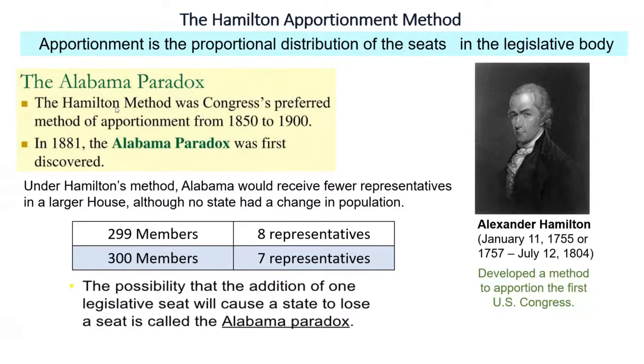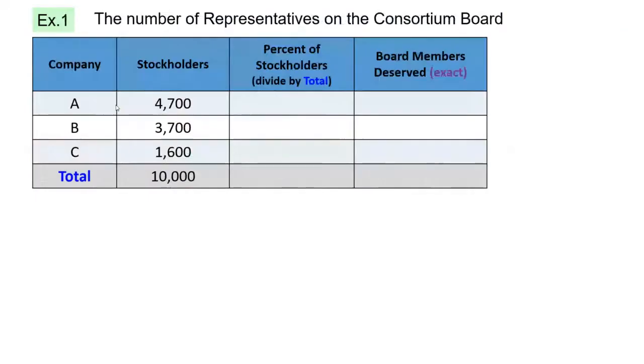So how do we find a method to avoid the Alabama paradox? There are also other paradoxes, and in this section we only talk about the Hamilton method. And since it's not used for legislature, we'll use it for an example with a consortium board. So suppose that the company has 3 departments with 4,700 stockholders, 3,700 stockholders, and 1,600 stockholders. The total is 10,000.